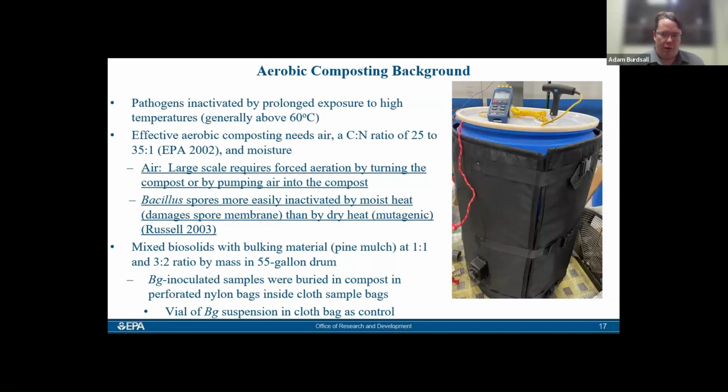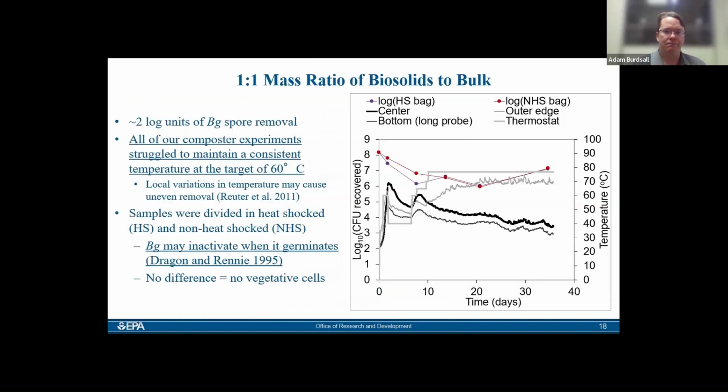To make the composter, biosolids were mixed with a pine mulch bulking material at a 1-to-1 or 3-to-2 ratio by mass and placed in a 55-gallon drum pictured here. We placed a warming jacket around it to help keep the temperature near that target temperature of 60 degrees. I added BG to some samples of biosolids and buried them in the composter in perforated nylon bags inside cloth sample bags. I also tossed in a vial of BG liquid suspension into the cloth bag as a control for the materials in the composter.